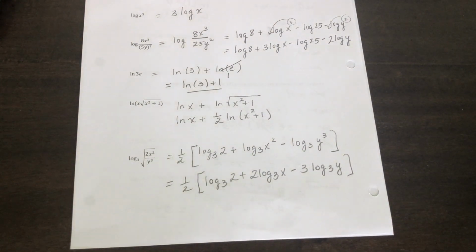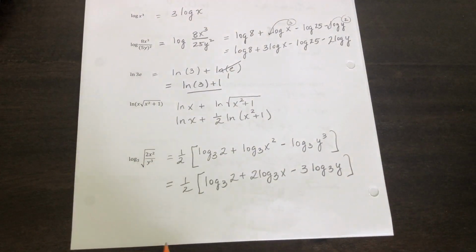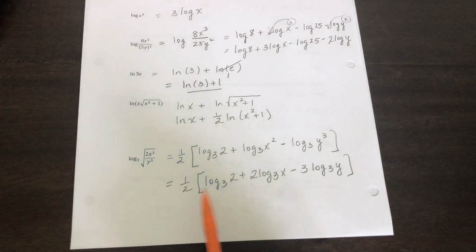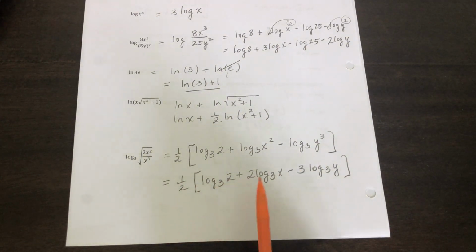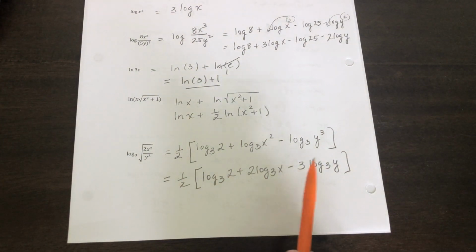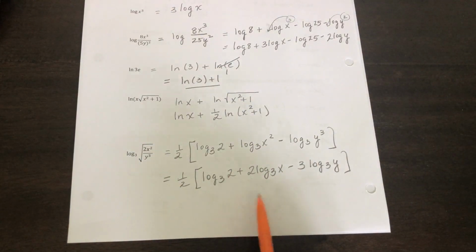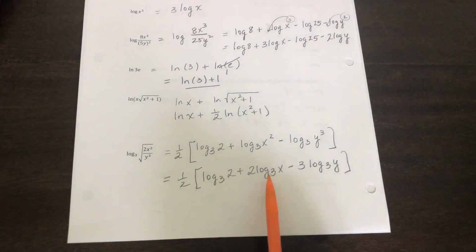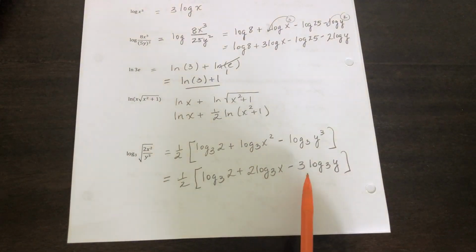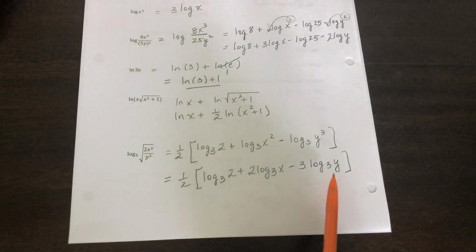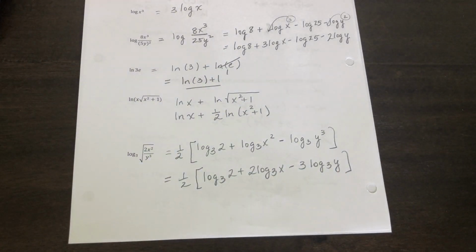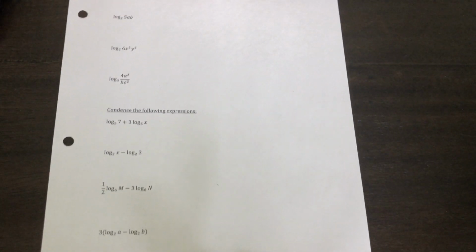Just FYI, you can't ever do anything to an argument. I wouldn't be able to take this 1/2 and multiply it into the argument, but you could multiply to a number in front if you wanted to. So if I wanted to write 1/2 log base 3 of 2 plus 2/3 log base 3 of x minus 3/2 log base 3 of y, I could do that. But you can't ever mess with the argument. That's why sometimes we write the argument in parentheses. If you want to write parentheses around the 2, the x, and the y, you could if you wanted to.